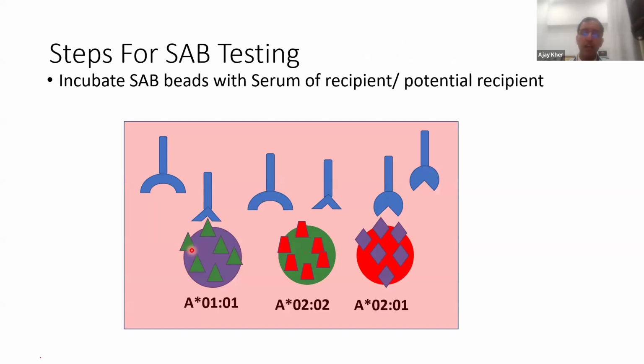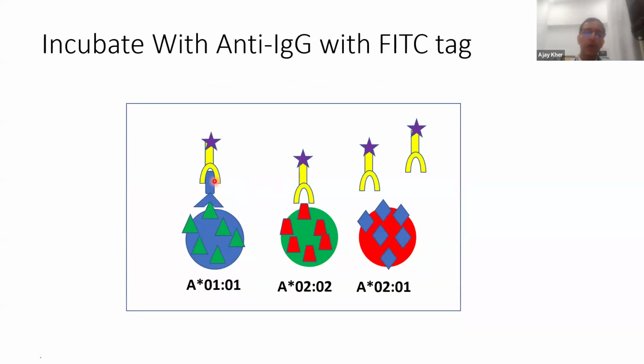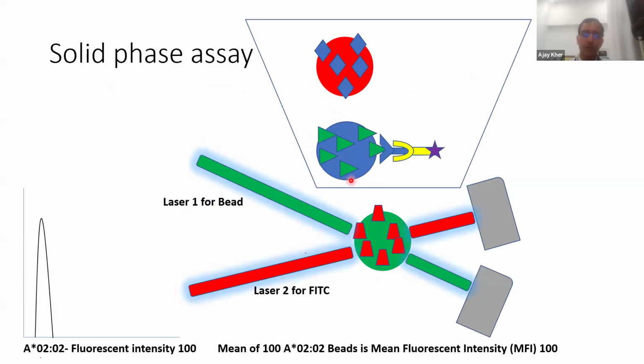If there are antibodies against the specific donor antigen, which is on the bead, or any other antigen as well, those antibodies will stick if they are against these special HLA antigens. Then you wash it, and only the ones that are sticking will remain. Then you go in with an anti-IgG with a fluorescent tag. You wash it again, and all the others will wash away. And then you put it in a flow cytometer.